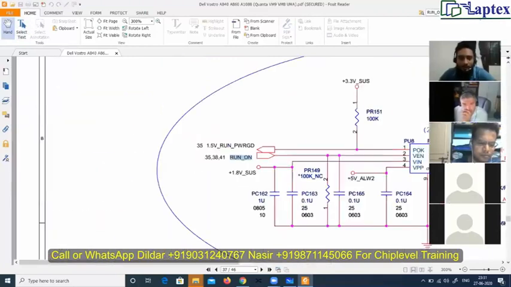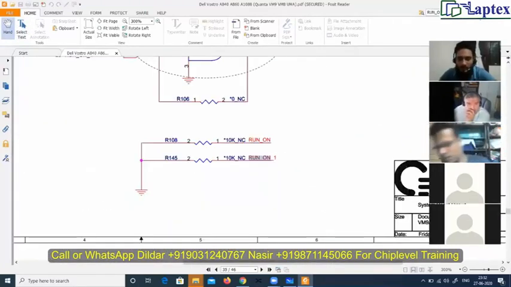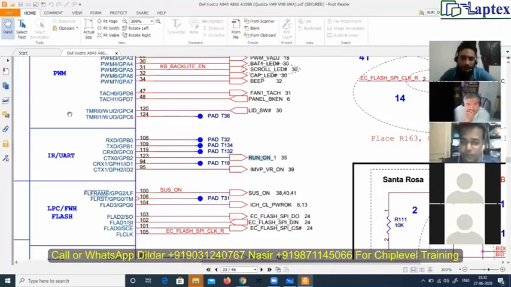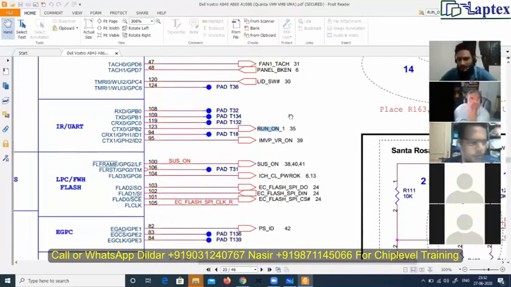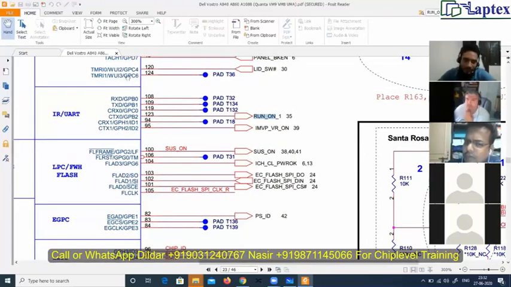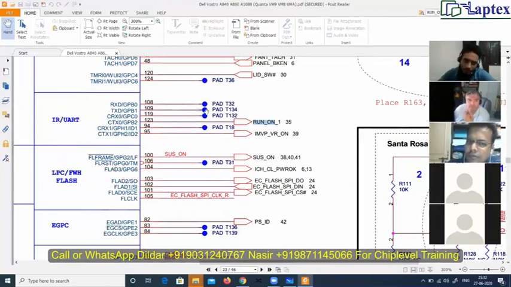So see here what I did. I'll go to the 123 pin of the IO. There was a resistor here, and after this there was a resistor. I cut this supply from this point, so that I can isolate whether this run supply was getting pulled down due to my IO or due to my external circuit, so that I can identify which circuit was my problem. When I cut it, still I was not getting this run on supply.